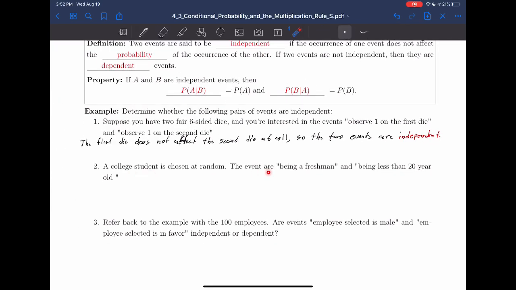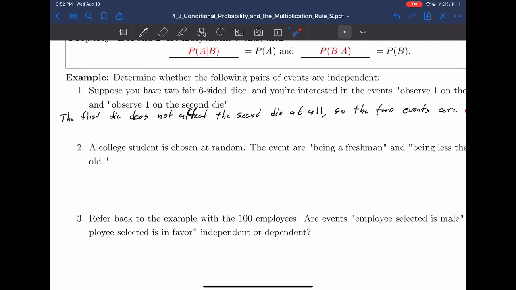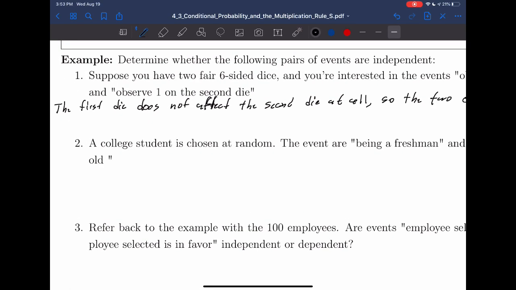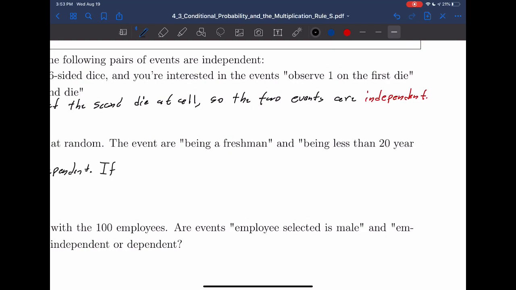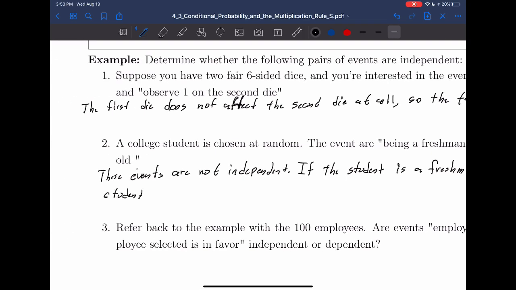However, let's consider a college student chosen at random, and the events are being a freshman and being less than 20 years old. So this is actually not an independent event. The reason for that is because one affects the other. If the student is a freshman, then the probability of that student being less than 20 years old is greater than for a student who is not a freshman.